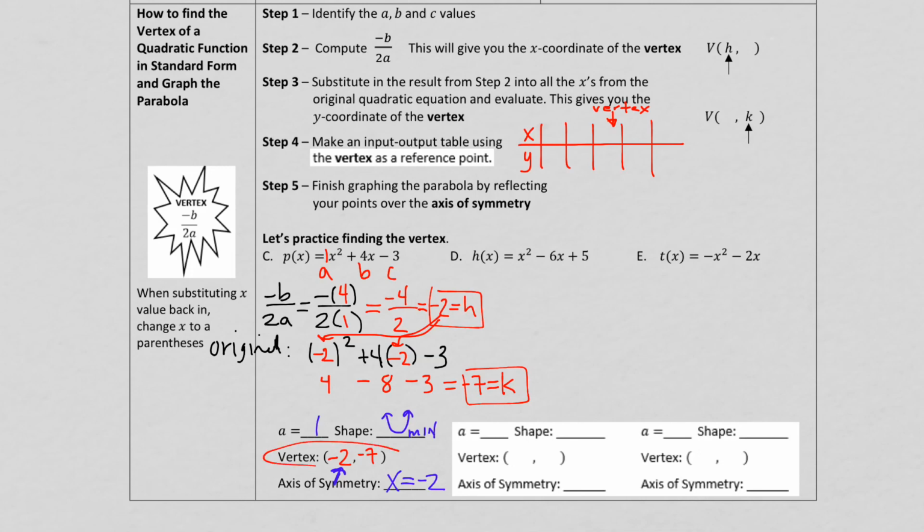Again, the goal for these notes here is that we can find the vertex given a quadratic in standard form, because it won't give it to us in the very beginning. Here we get a, b, and c, but we now have a way to find the vertex by using negative b over 2a, and then following this process.